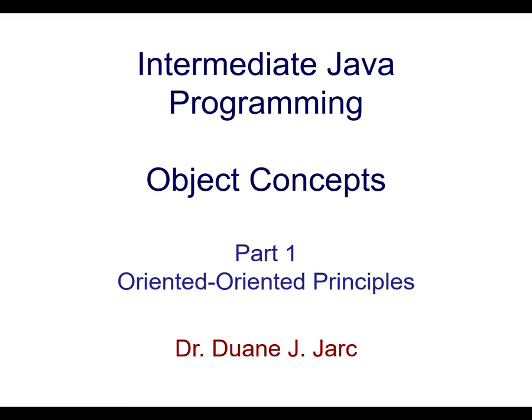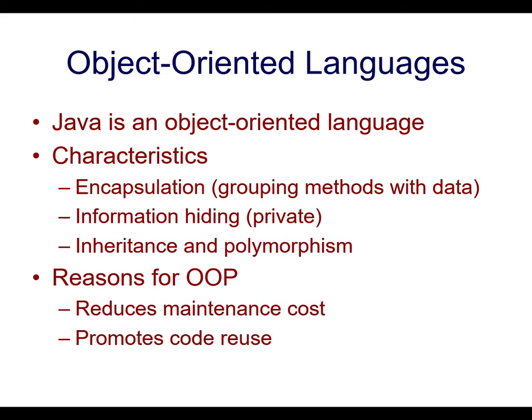In the first part of this video on object concepts, we will discuss the fundamental characteristics of object-oriented languages and provide a simple example of a program that uses two objects of a class that we define. We will begin this discussion with an overview of object-oriented languages, discussing what features are required for a language to be object-oriented, and explain the benefits of using such a language.